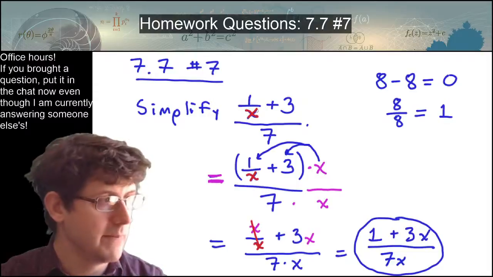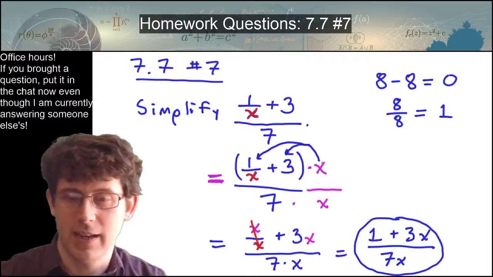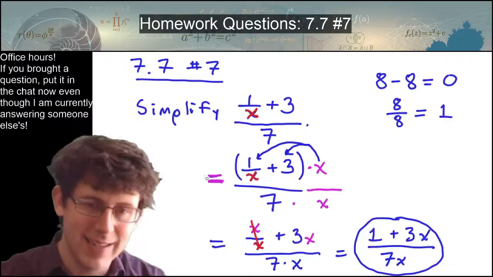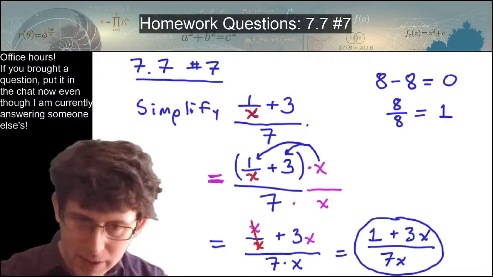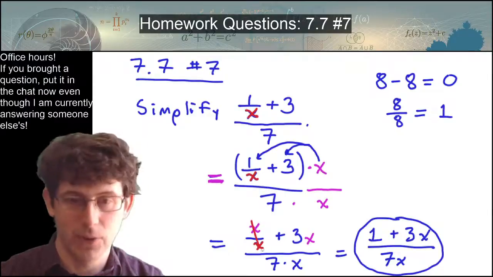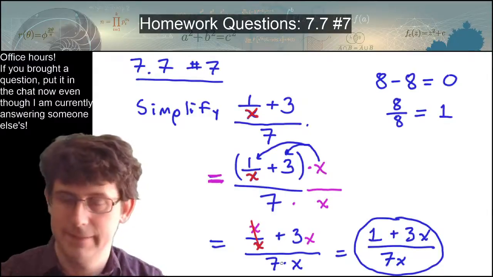So identify your enemy, figure out a way to destroy that enemy, use an equal sign to keep yourself honest, simplify, and then remember what your goal was while you were doing this. My goal was to attack this x. That should do it.